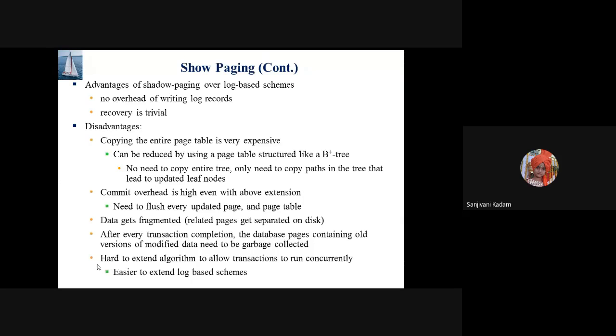Commit overhead is high even with the above extensions, that is, B plus tree extensions. Instead of copying the entire database, we can make a tree and maintain copies of only those data items which were changed. That can be an option, but it can still be expensive. Data can also get fragmented, so related pages may be distributed on multiple disks. After every transaction completes, database pages containing old versions of the modified data need to be garbage collected, meaning we explicitly have to collect garbage wherever old values are there.